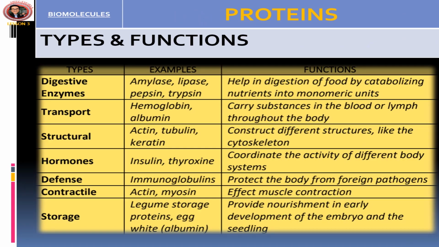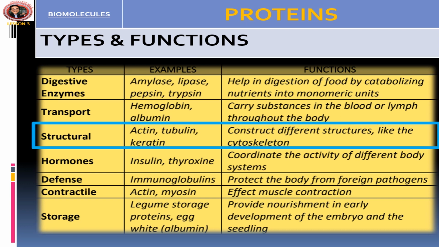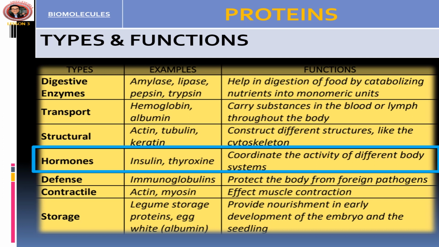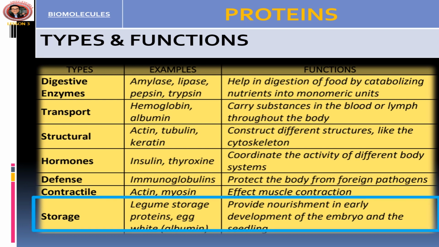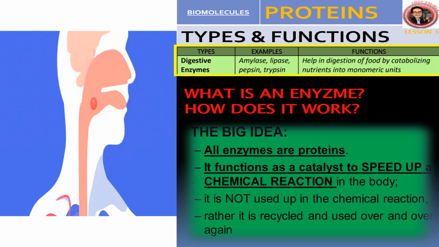Okay, let's dig deeper about the several functions of proteins based on their types. There are 7 types of proteins, namely, first, enzymes or digestive enzymes, transport proteins, structural proteins, hormonal proteins, defense proteins or antibodies, contractile proteins, and storage proteins. Now, let's discuss it one at a time.